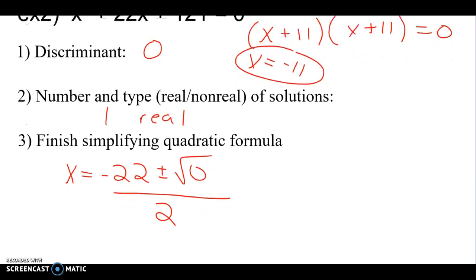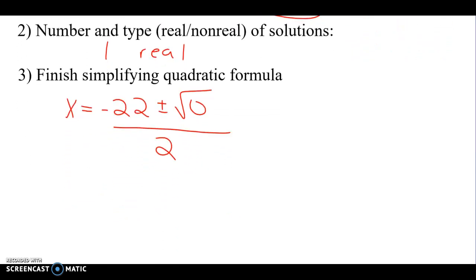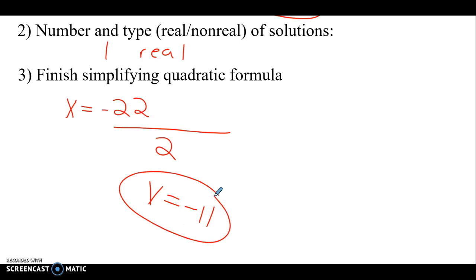So now you can really see how that discriminant works. What's the square root of 0? 0. Right? So what is negative 22 plus 0? What's negative 22 minus 0? So does that matter at all? No, so I can just erase it. What's the only thing left? Which is? Negative 11. Same thing we got from factoring.